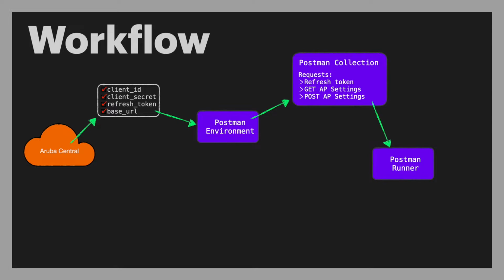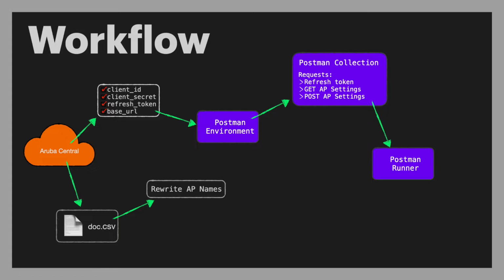Okay, next step is that we will then run the Postman collection in the Postman runner. This is how we can group request calls together and automate them essentially. Now there's another branch to this workflow and that's concerned with the data. What we have to do is from Aruba Central, we have to download the details of the existing APs as a .csv file. Then we need to rewrite the AP names.